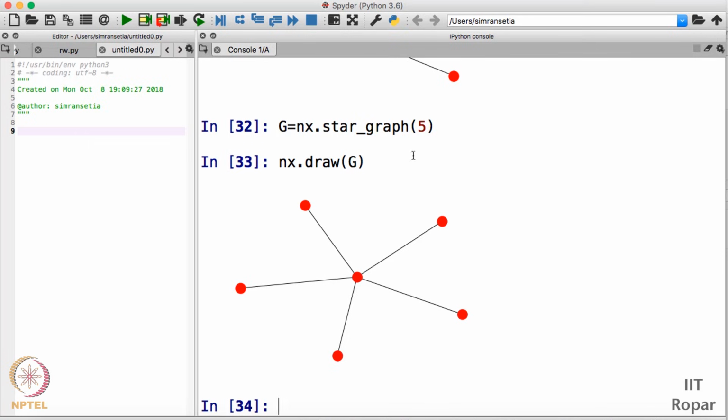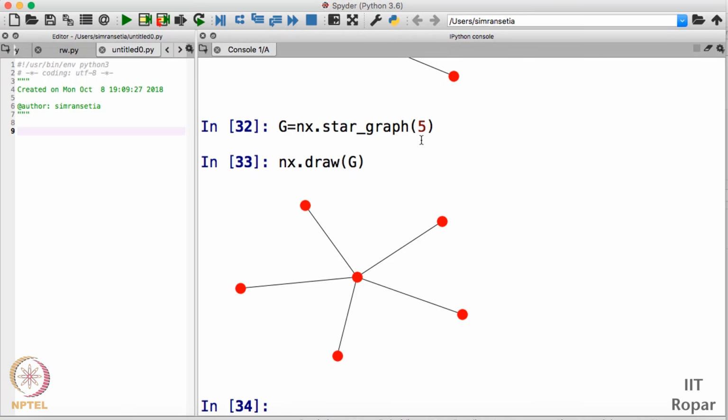So since you supplied 5 here, we have 5 nodes as the sink nodes. I hope you know what a sink is. It doesn't have any outgoing edge. So there is a hub node at the center of this star graph, and we have 5 nodes as the outer sinks. As the outer nodes, we have 1, 2, 3, 4 and 5, and we have 1 hub node. So whatever parameter you supply here, that becomes the outer nodes, and there is 1 hub node.